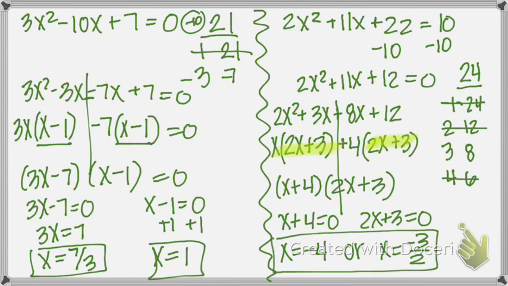Raise your hand if you got 2 for 2. Awesome. Oh, sorry, I wrote under the thing. But it's -4 and -3 halves.